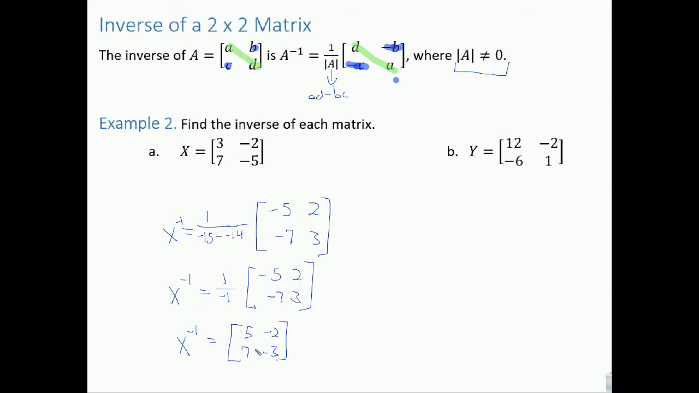A way to check that, you could multiply this matrix by the original, and you should get the identity: 1, 0, 0, 1. All right, let's find the inverse of y. To find the inverse of y, we want to do 1 over the determinant, and that's 12 times 1 minus negative 2 times negative 6, which is 12. And right away you see we have 12 minus 12 in the denominator, so the determinant is 0. And so this, we say, is not invertible. We cannot find the inverse.